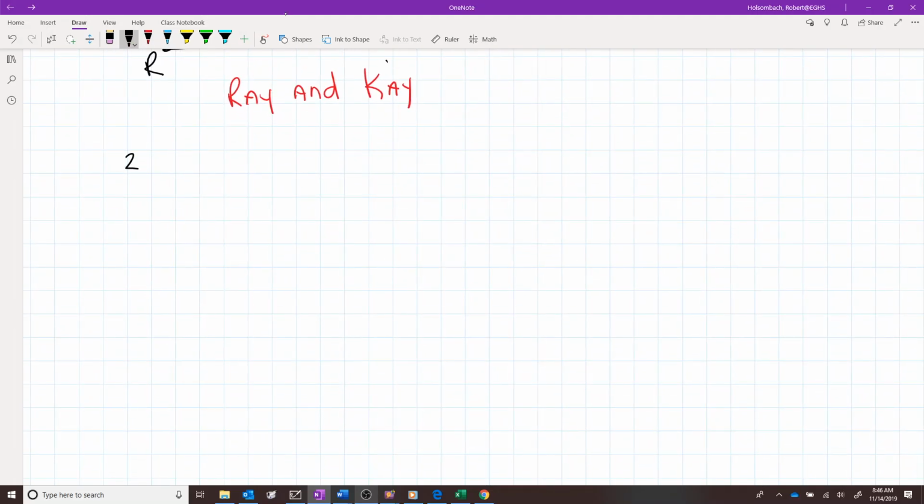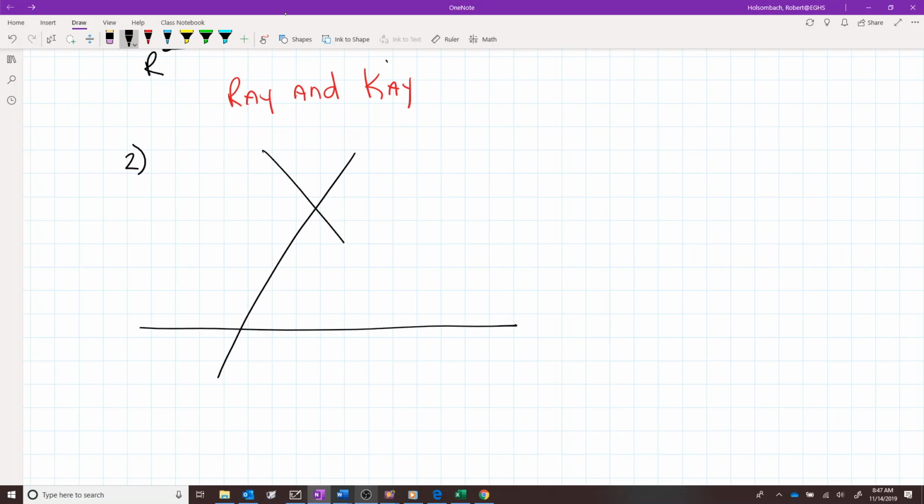Number 2. Which labeled angle has the greatest measure? And you've got this picture. Here's angle 1, angle 2, and angle 3. We said yesterday or the day before that an exterior angle is greater than either of its remote interior angles. Which labeled angle has the greatest measure? Well, angle 3 does, because angle 3 is greater than angle 1 and angle 2.